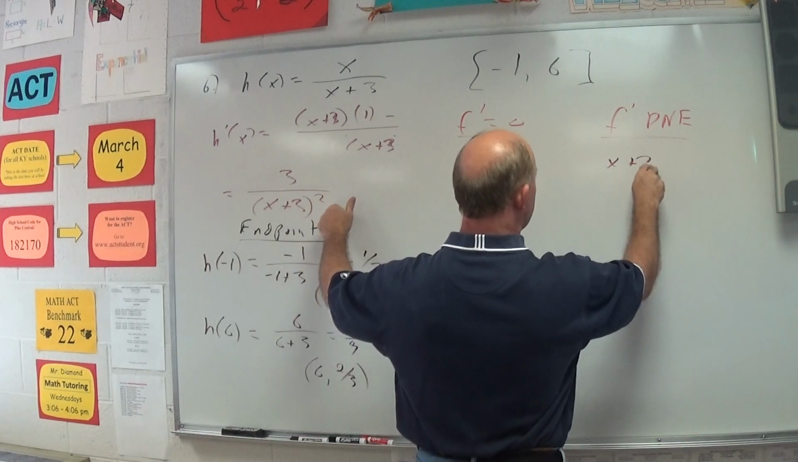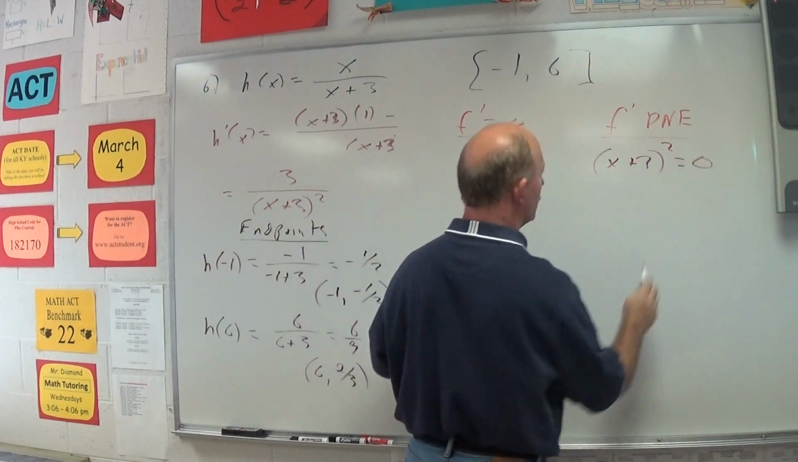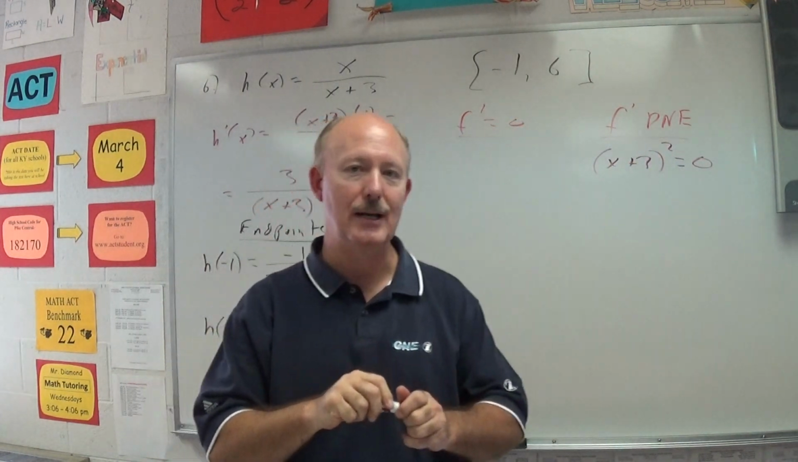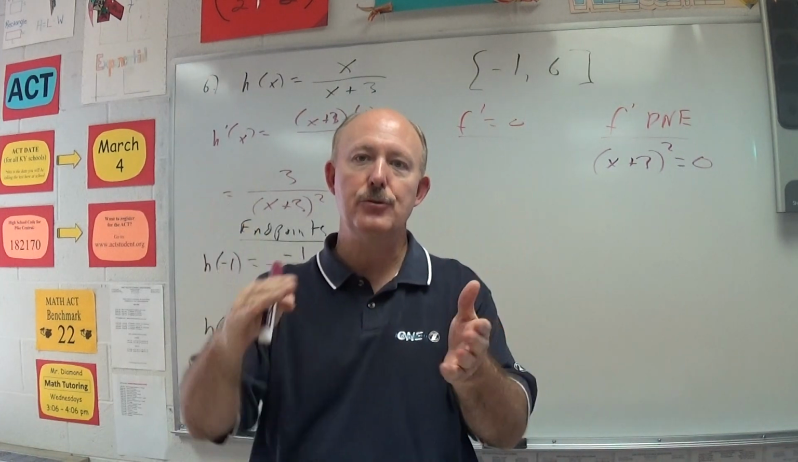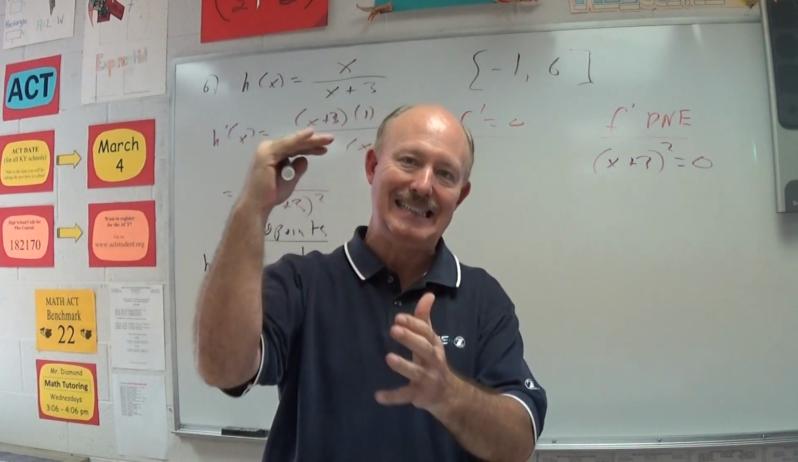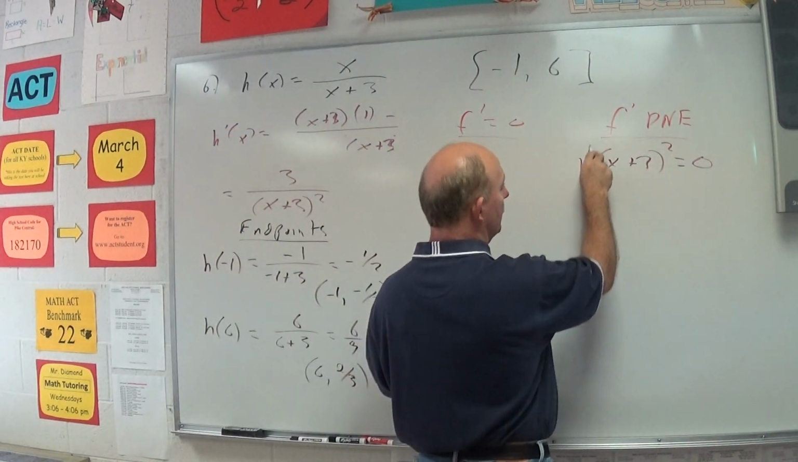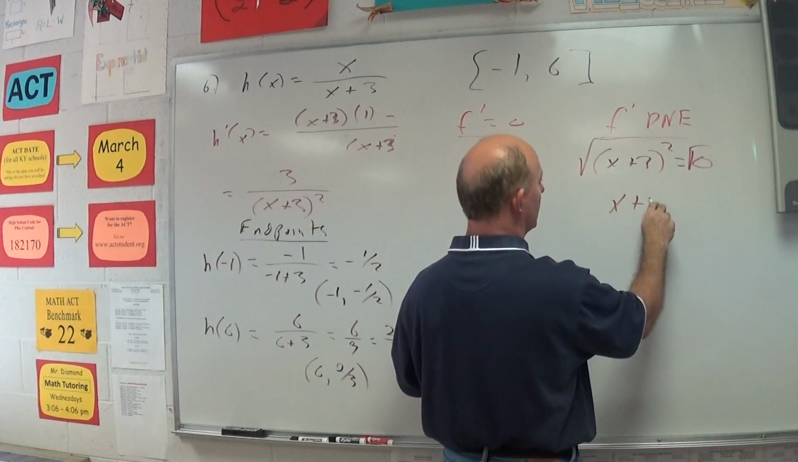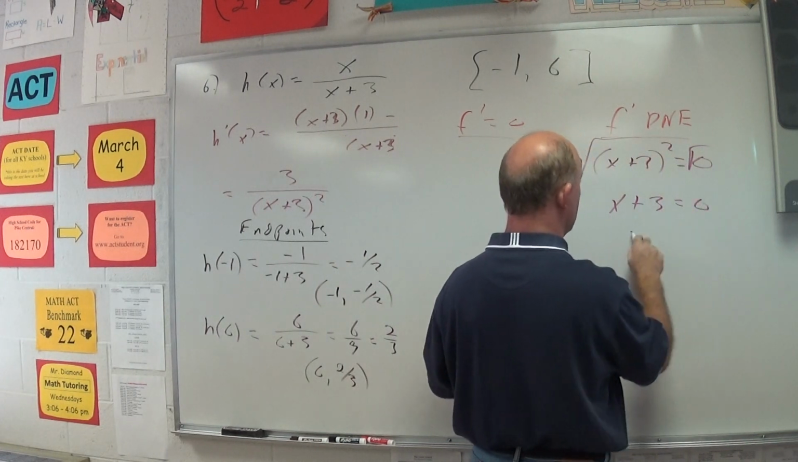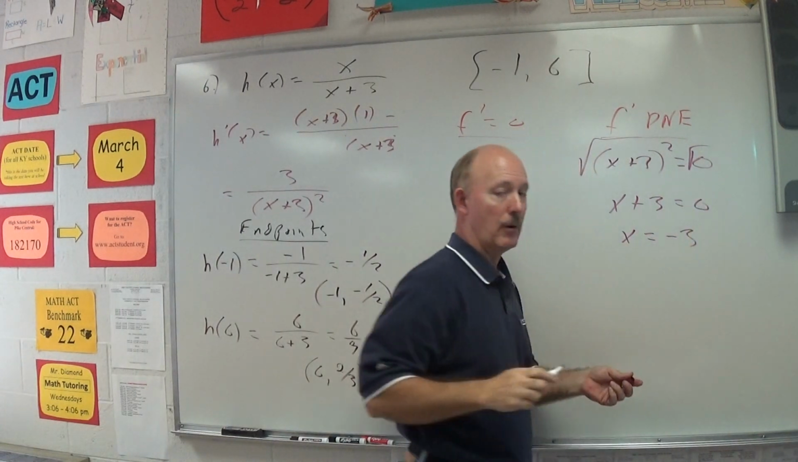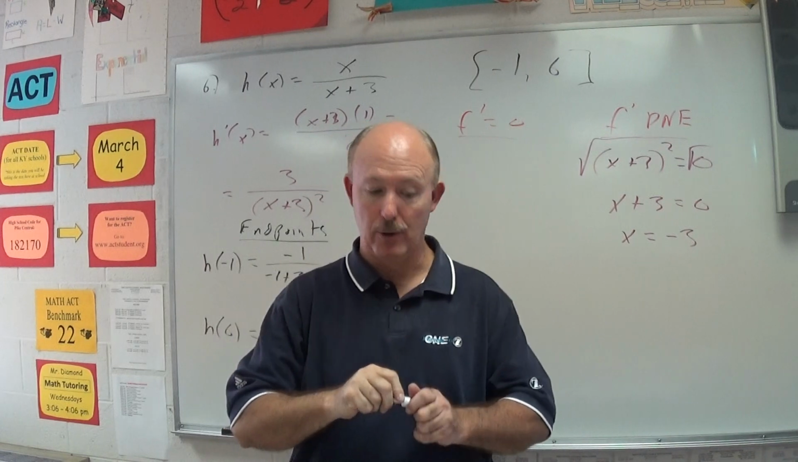So x plus 3 squared equals 0. Remember, if you're checking to see where it doesn't exist, you take just the bottom of the fraction only, set that equal to 0. And let's see what we get. As you solve this for x, you've got to take the square root of both sides. That gives x plus 3 is equal to 0. This gives x equals negative 3. So that's our first critical number.